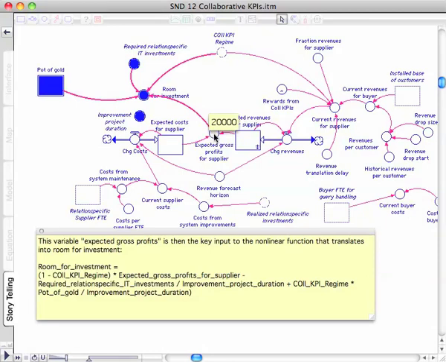That expected gross profit then gives room for investment. If you take off the required relationship specific IT investment, then you know how much investment there is. That may be zero or a negative number, and then nothing will be there to invest. Of course, if you make this pot of gold available, that is when the collaborative KPI regime up here in the equation becomes active, then you get a whole different equation and a whole different set of dynamics can start.